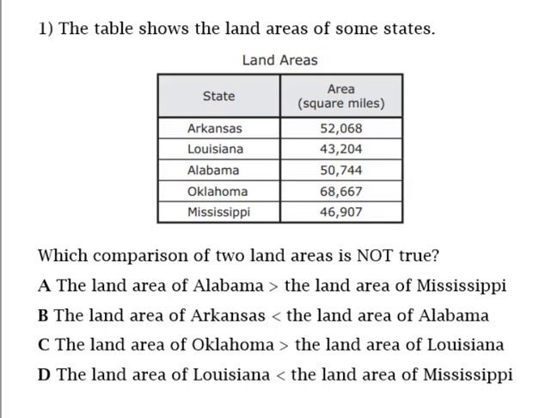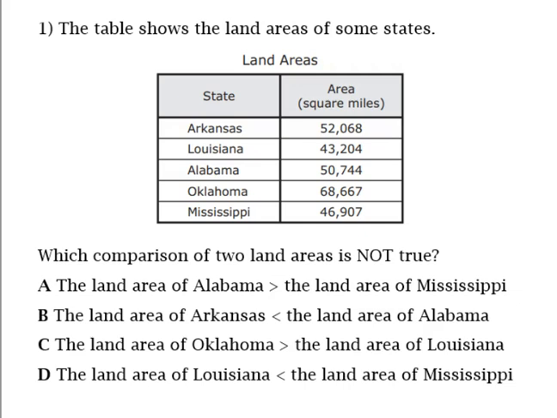We see that for the land areas, the state Arkansas, the area is 52,068 square miles. Louisiana is 43,204 square miles. Alabama, 50,744 square miles. Oklahoma, 68,667 square miles. Mississippi, 46,907 square miles.